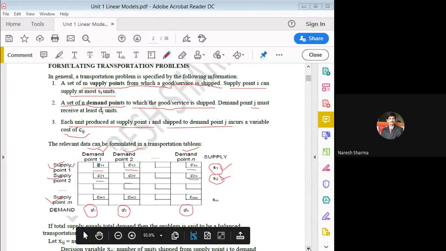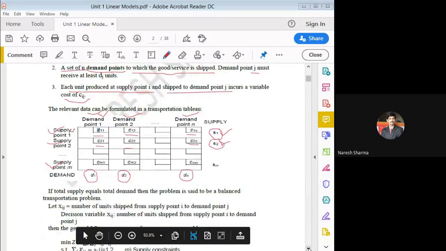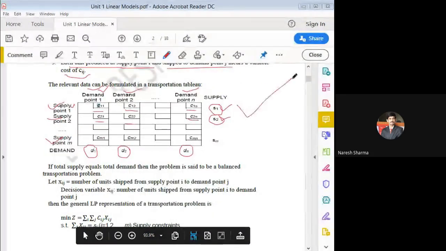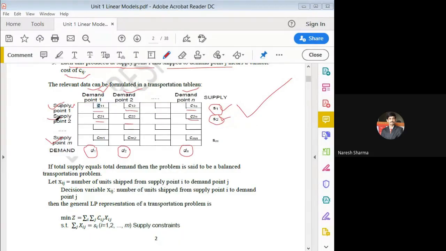Right? So we make this particular matrix which gives us three pieces of information. First, supply points 1, 2, 3 have the capacity, or they can supply a maximum number of S1, S2 respectively units, right? Similarly, the demands of these warehouses or demand points are D1, D2. That means they require a minimum number of units D1, D2 respectively for the demand point, or you say warehouse, right?